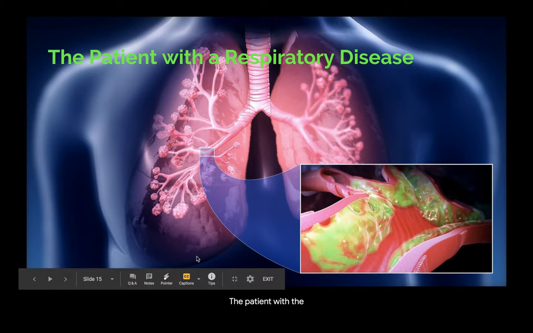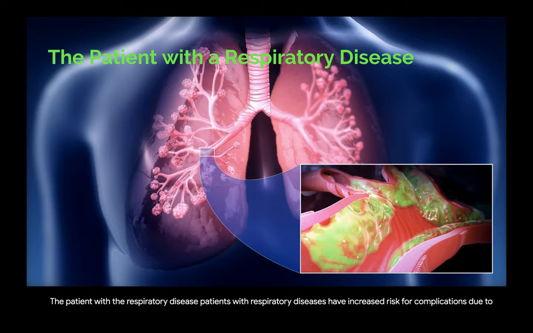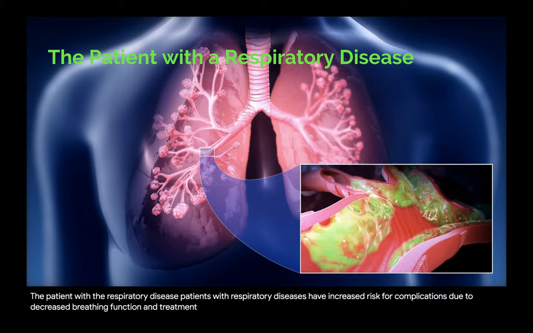The patient with a respiratory disease. Patients with respiratory diseases have increased risk for complications due to decreased breathing function and treatment-drug interactions. Tobacco cessation. Many respiratory diseases are caused or aggravated by the use of tobacco products.